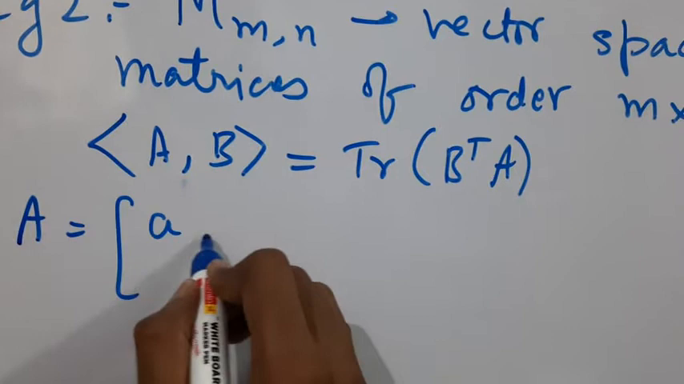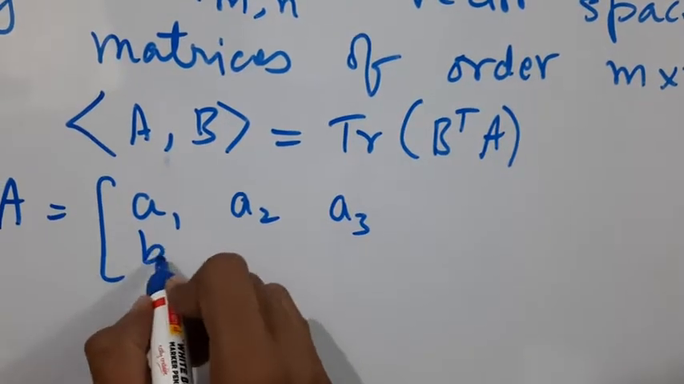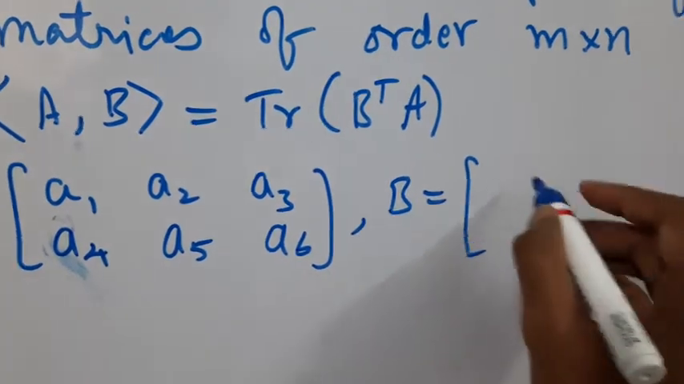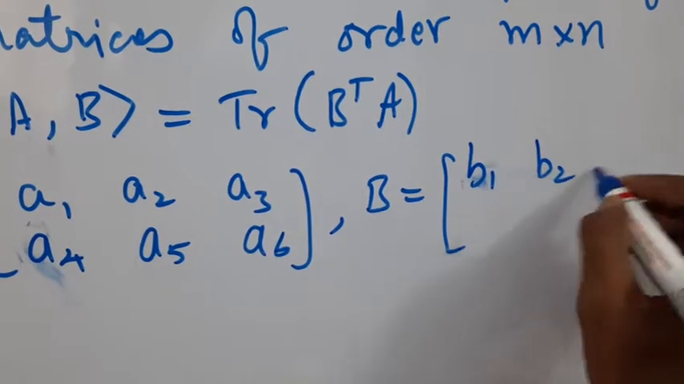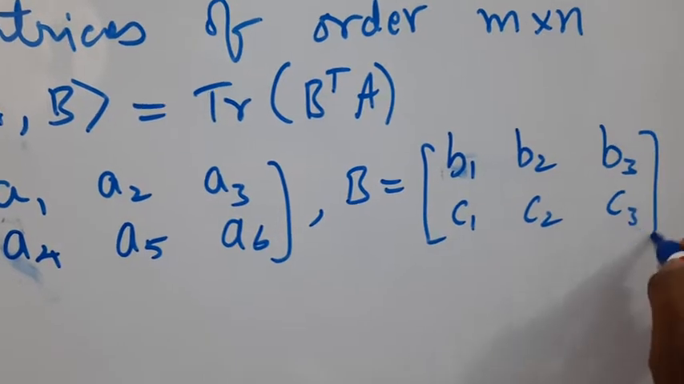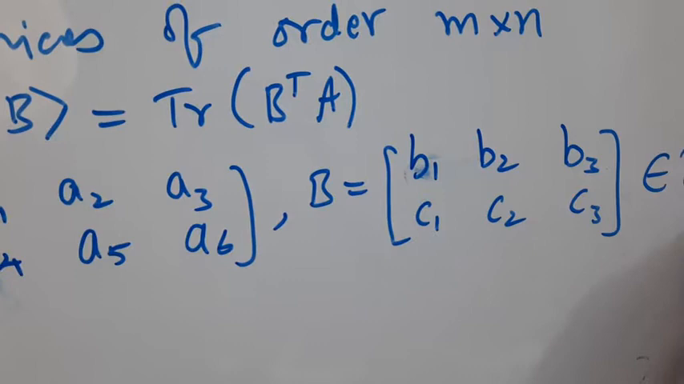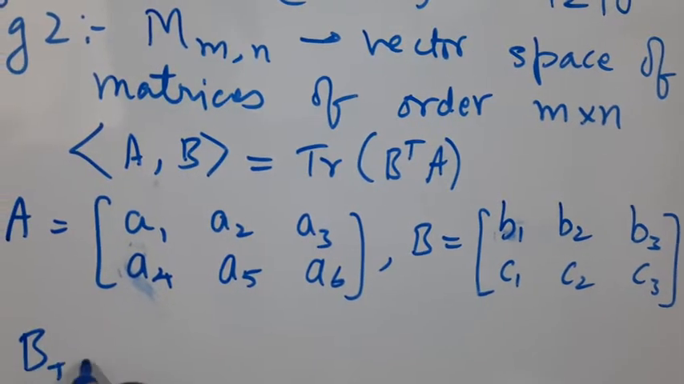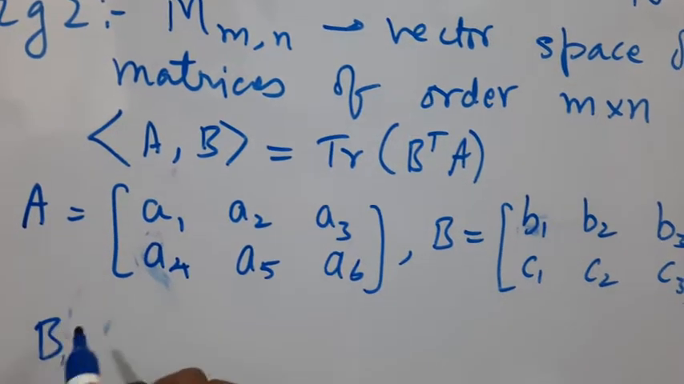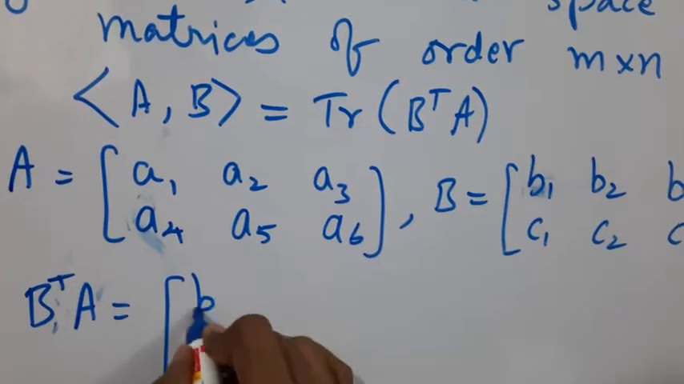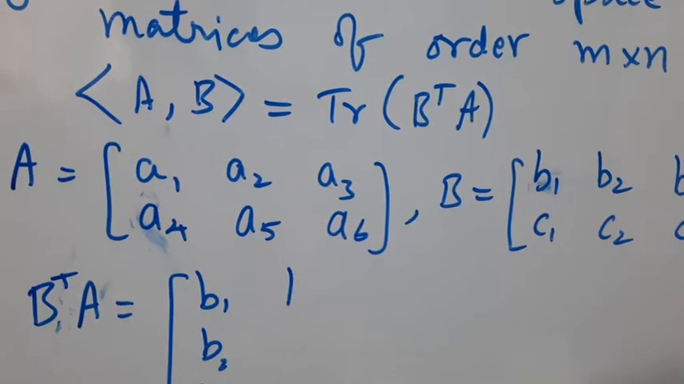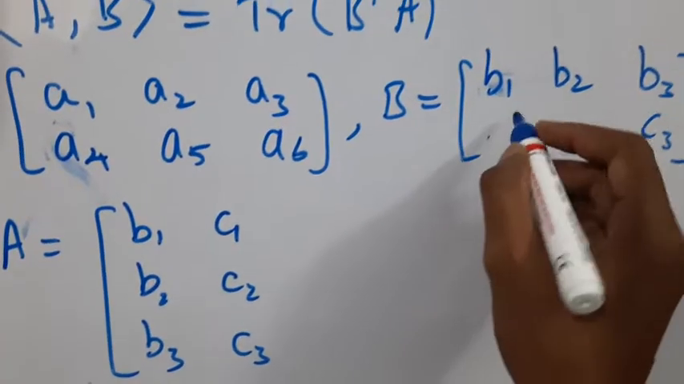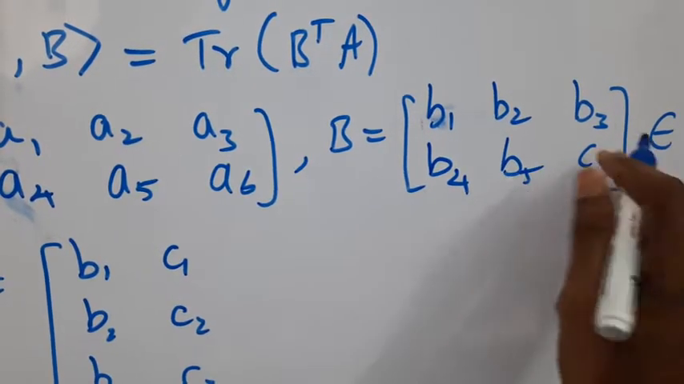For example, if we consider A equal to A1, A2, A3, A4, A5, A6, B equal to B1, B2, B3, B4, B5, B6 in the vector space of matrices of size 2 by 3. Now if you apply this definition, B transpose A will be B1, B4, B2, B5, B3, B6.